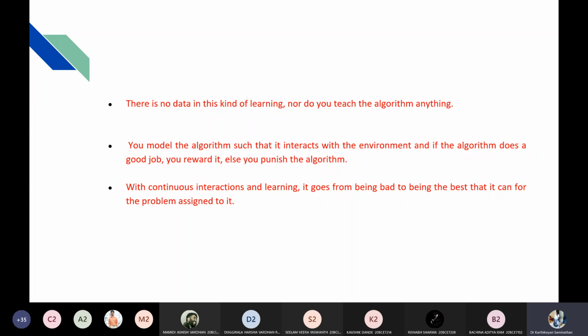So here there is no labeled data and unlabeled data. There is no data concept in reinforcement learning. We are not training any model here. We work based on the environment's feedback, the agent's feedback. So here we model the algorithm such that it interacts with the environment, and the algorithm does a good job if you reward it. That is what reinforcement learning is all about.